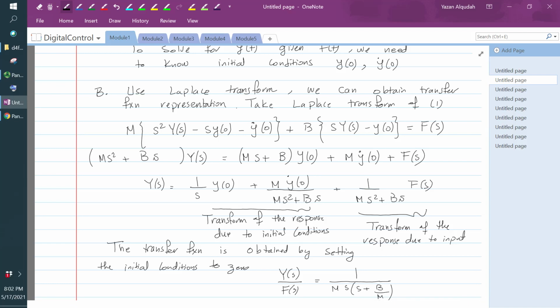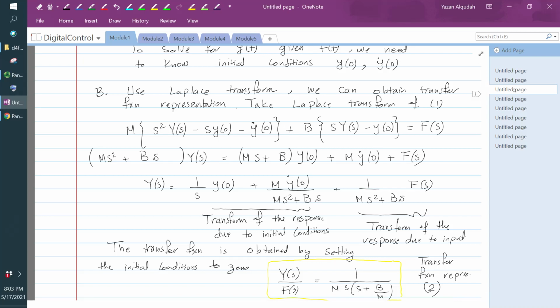So this representation is the second representation that we are introducing, and we refer to this as the transfer function representation. We're going to call this number 2. Again, keep in mind that in order to obtain the transfer function, we set the initial conditions to 0.